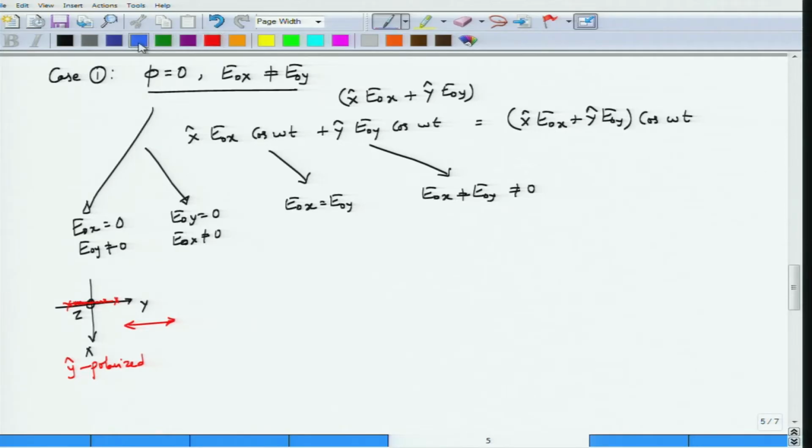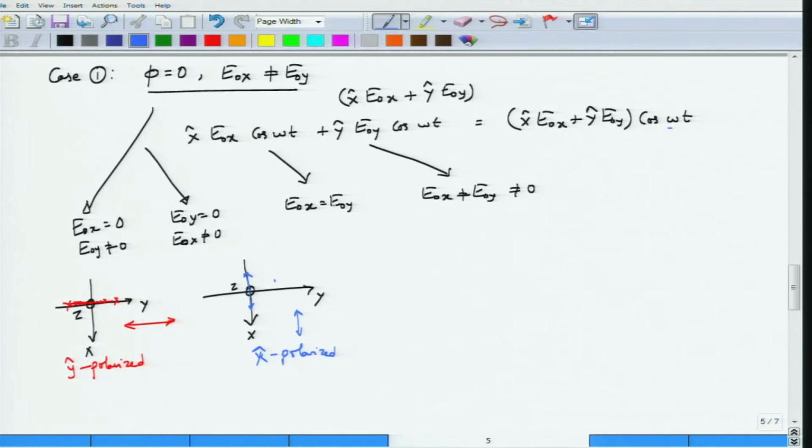The second case is obvious to you now. With E0y equal to 0, the electric field will have only an x component, and therefore it would be oscillating along the direction of x. This is the z axis. The electric field will go up and down along the x axis. Therefore this is called an x polarized wave. The tip of the electric field will always be along x. It could be along positive x and it could be along minus x, but it will be along x.